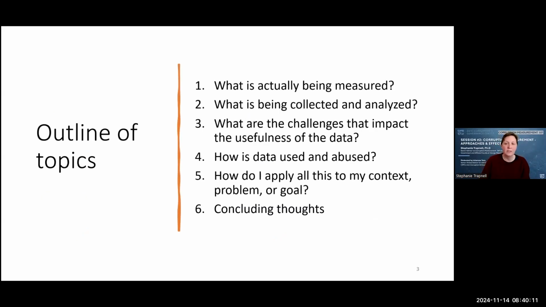So what I'll talk about today are these 5 big questions I think are important for understanding corruption measurement. So what is actually being measured? What is being collected and analyzed? What are the challenges that impact the usefulness of the data? How is data used and abused? And this is often not talked about when we deal with issues of measurement. And number 5, I think this is the big one. How do I apply all this to my context, problem, or goal? And then I'll have some concluding thoughts for you.